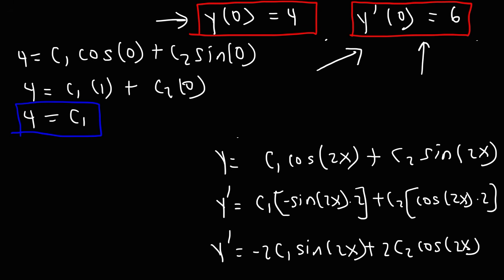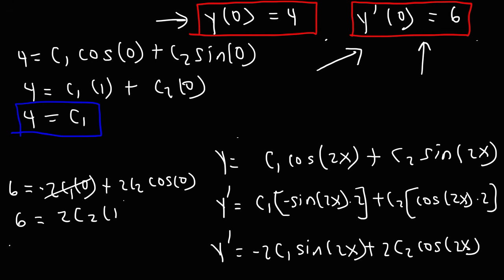So now let's plug in this expression. So y prime is 6, and then sine 2x, that's going to be sine 0, so that whole thing is 0, plus 2 c2 cosine of 2 times 0, so this is what we have. This disappears. We know that cosine 0 is 1, so dividing both sides by 2, c2 is equal to 6 divided by 2, which is 3.